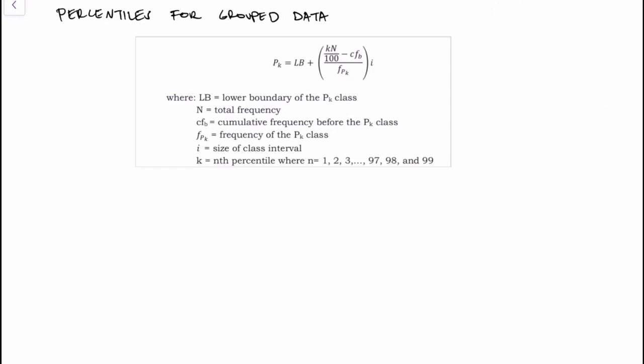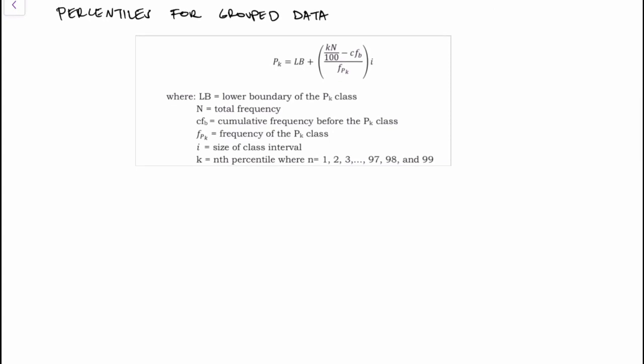Now, let us understand what these abbreviations in the formula are. The LB refers to the lower boundary of the Pk class. N is equal to the total frequency, and the CFB is the cumulative frequency before the Pk class, and the Fpk is the frequency of the Pk class, and the I is the size of the class interval, and the K is the nth percentile where n is equal to 1 to 99.